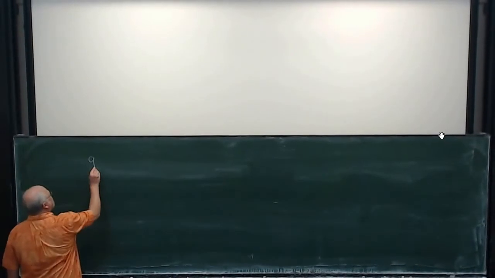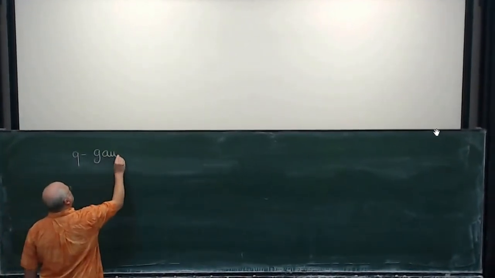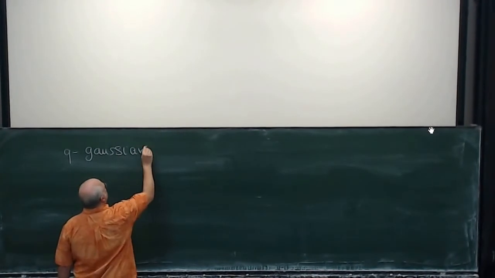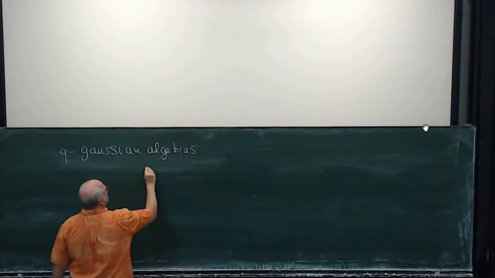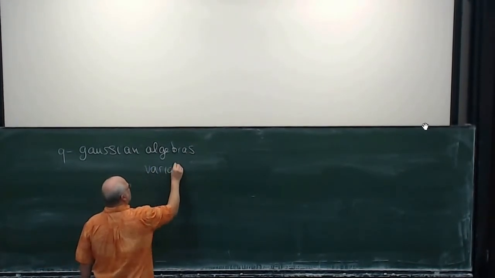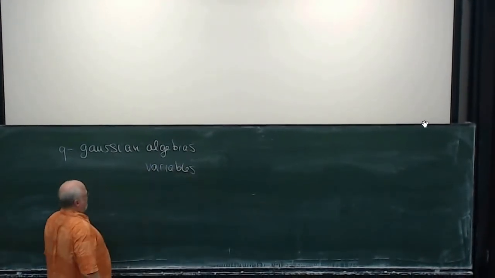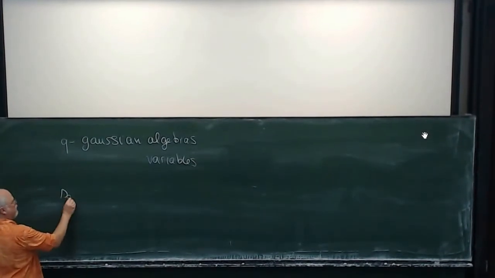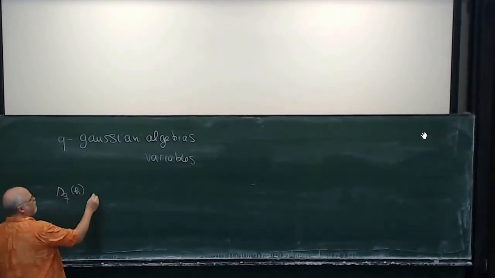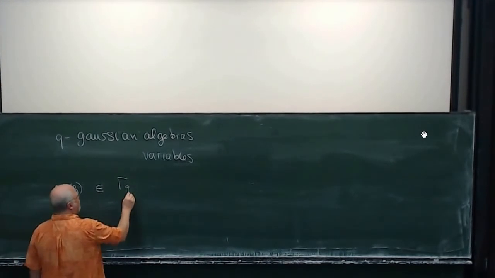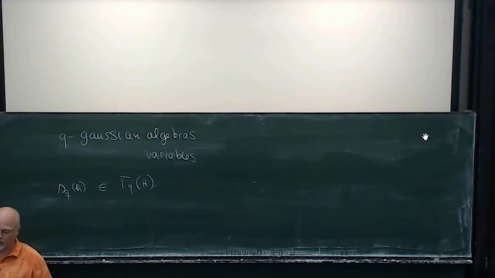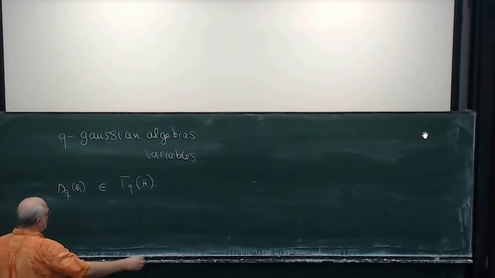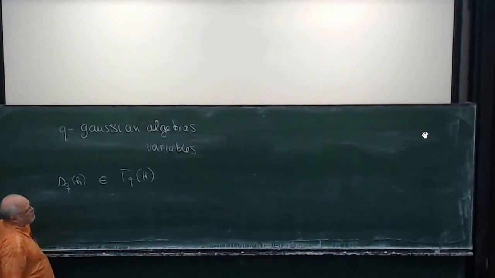So I want to talk about q-Gaussian algebras. And of course, I have to start with q-Gaussian variables, which are very, very simple, right? So you have this family s_q of h. These all live in some algebra, which unfortunately is called Gamma_q of H, which whenever you have a group gives you a lot of trouble, right? Okay, what can I do? And what do we know about them?